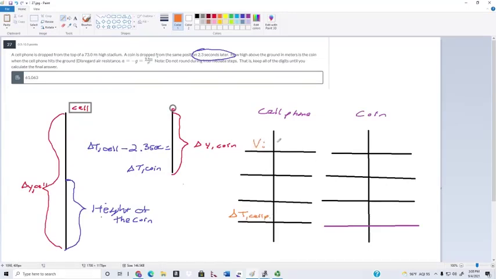So initial velocity is equal to 0. G is equal to negative 9.81 meters per second squared. That's two pieces of information. Delta y of the cell phone is given as negative 73 meters. Three pieces of information is all I need to calculate anything. Let me show you how this works.